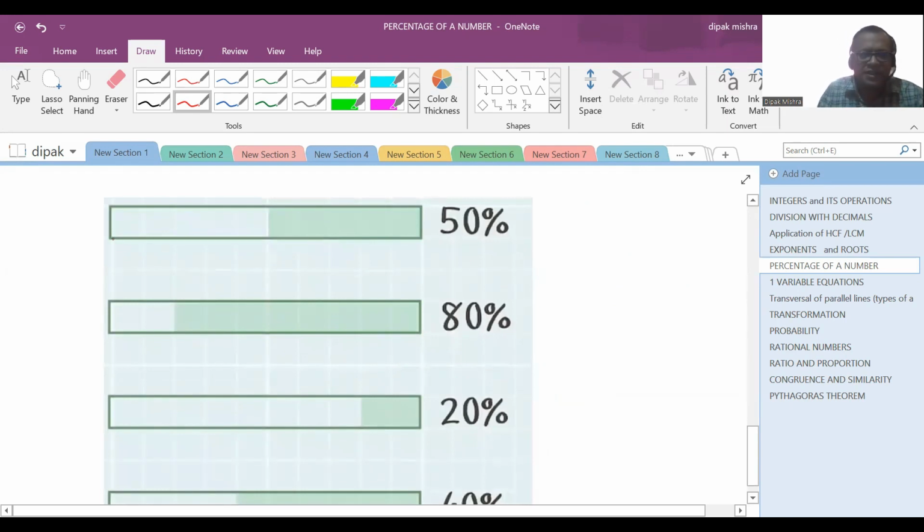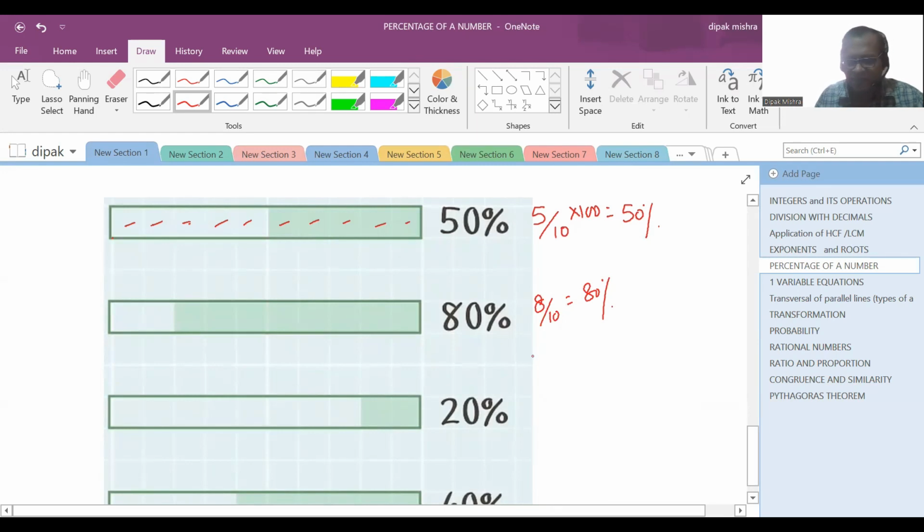Similarly, if I divide it into 10 values here, there are 10 squares: 1, 2, 3, 4, 5, 6, 7, 8, 9, 10. Out of these 10, 5 are shaded. The percentage shaded is 5 over 10, a fraction, multiplied by 100, you get 50%. In the next figure, 2 are unshaded and 8 are shaded. So 8 out of 10 is equal to 80%.